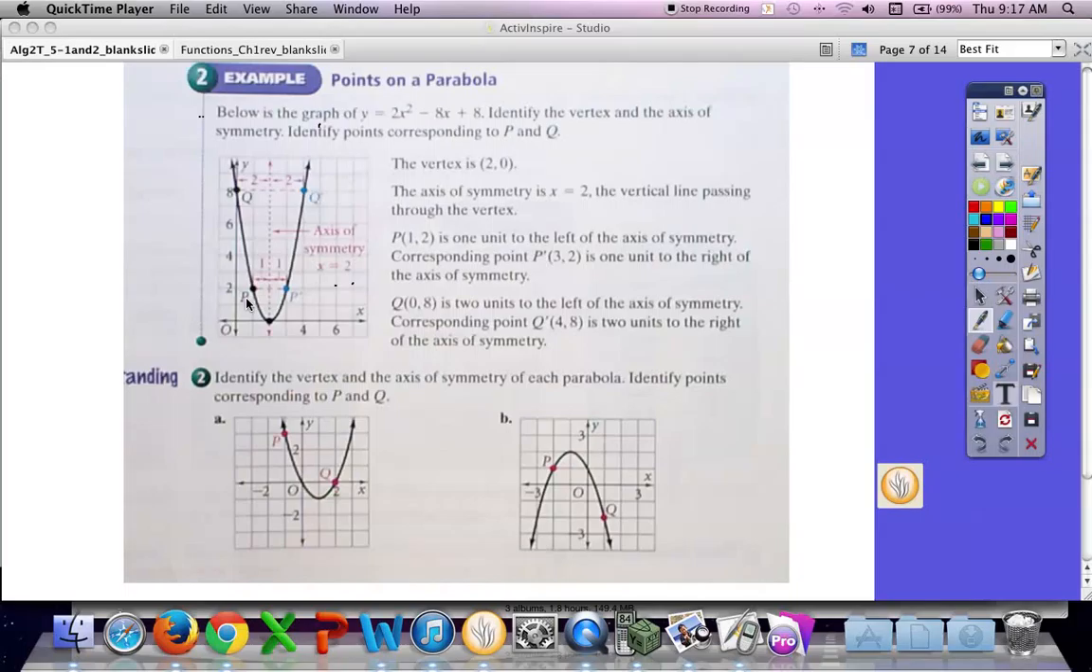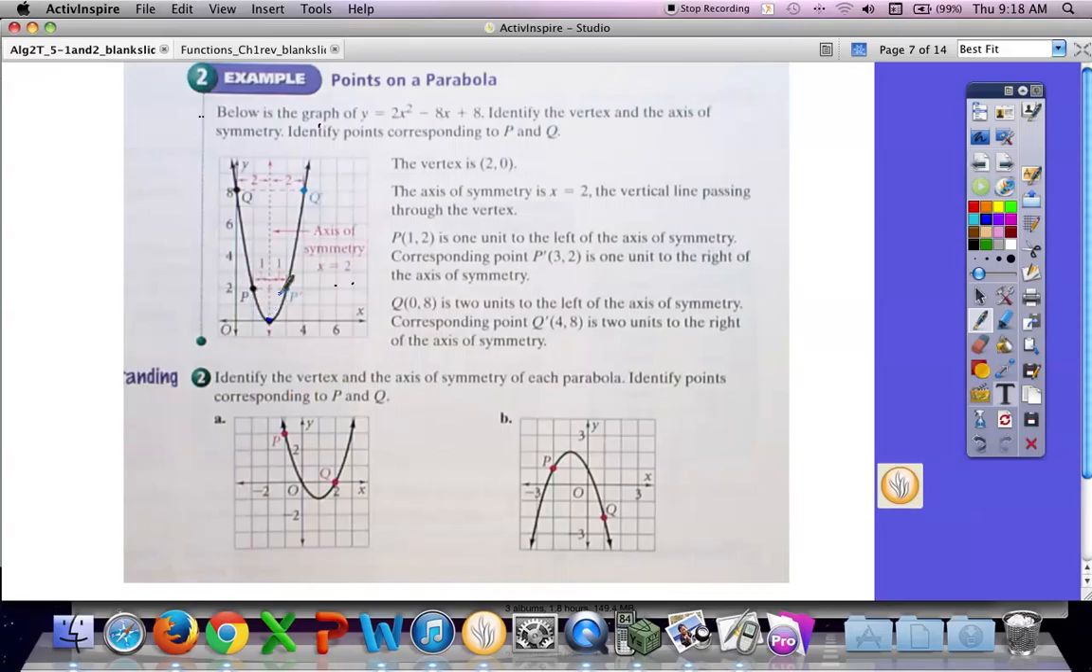And they tell us, okay, we're going to learn in the next section, which we do today, how we come up with this graph. They're just saying, okay, here's a graph. Identify the vertex on this graph. So you would be looking for which point? Right there, right? That's the vertex. That's where it changes direction, the lowest point on the graph.